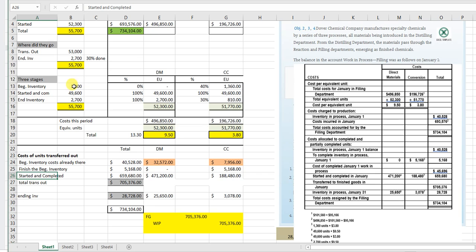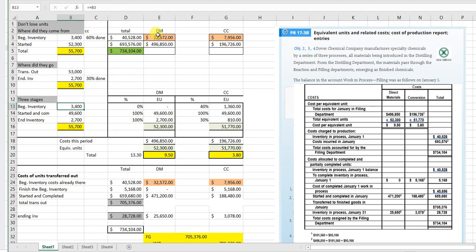So I want to total up the cost for beginning inventory, which some part of it's up here and some part of it's a combination of this, and started and completed, which is there and there. So 3 lines transferred out: beginning inventory already there, beginning inventory finish it, started and completed. So I have 705,376. So let's compare it to what they have.